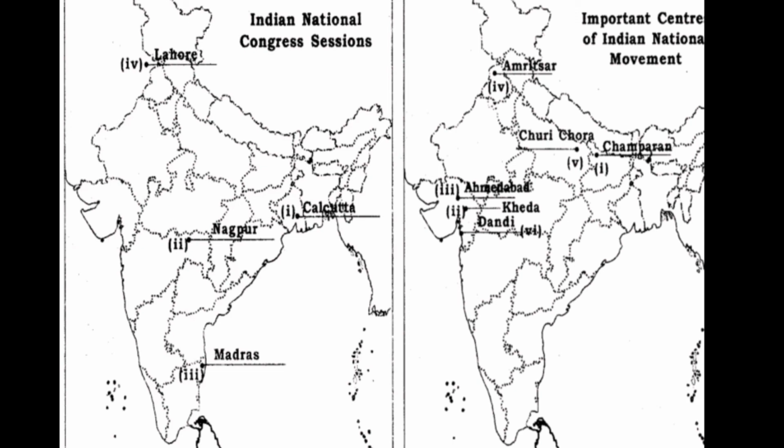So only 9 places you will be getting for your board examination. Get thorough with the map. So nationalism in India is the only chapter where you will be getting questions in all the sections, right from A to E, right? So get thorough with the entire chapter, all the concepts, and just practice as many questions as possible.